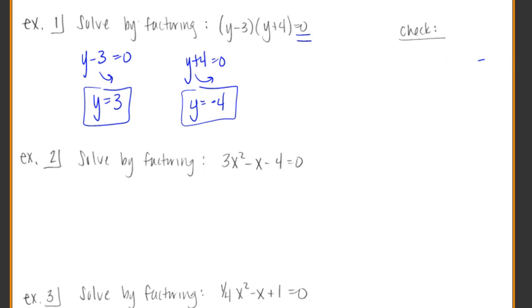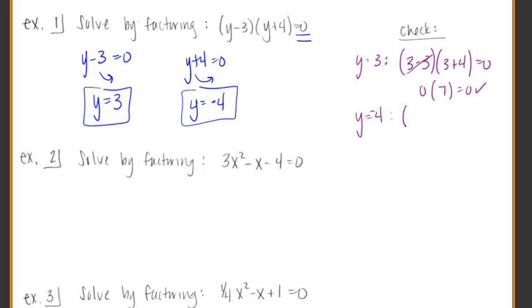And over here on the right, if we wanted to check our answer, just like we were doing with linear equations, we could always plug them in to check our answer. So let's check with y equals 3. In the first parentheses, it'd be 3 minus 3 times 3 plus 4. Let's see if we get 0. Well, 3 minus 3 is 0, so 0 times 7 is definitely 0. Let's check 4. I'm sorry, negative 4.